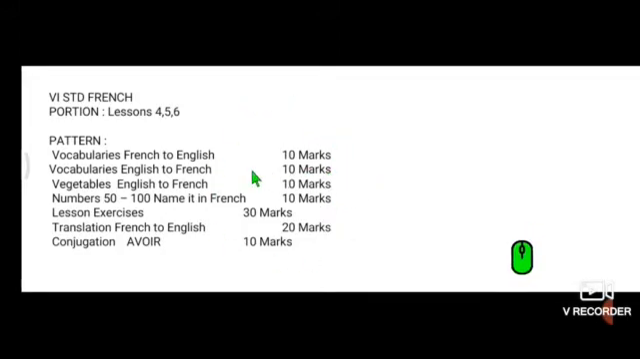This is not only for French, any subject. If you know the pattern, the marks allotted for that particular subject, you will concentrate more on that. For example, if you close your eyes, you should be able to say vocabularies 20 marks, vegetables English to French 10 marks, numbers 50 to 100 10 marks, and you should be able to tell the 100 marks without seeing this page.